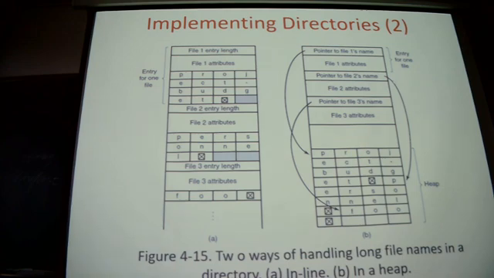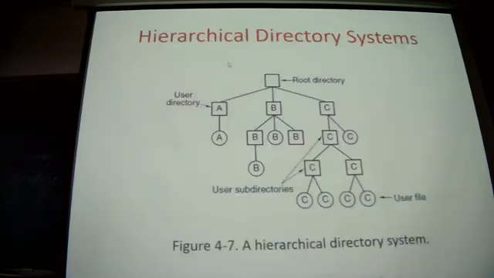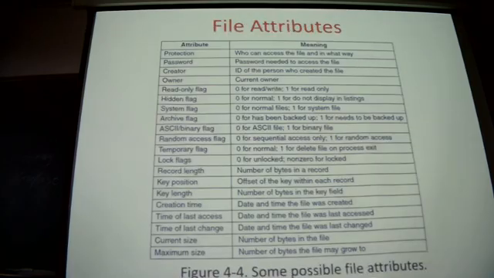Let's learn about implementing directories. In the first one, the left one, we can see there are 3 files: file 1, file 2, file 3. Each file has its entry length, then the file attributes. We have learned many details about the attributes. Yes, this is the attribute of a file.